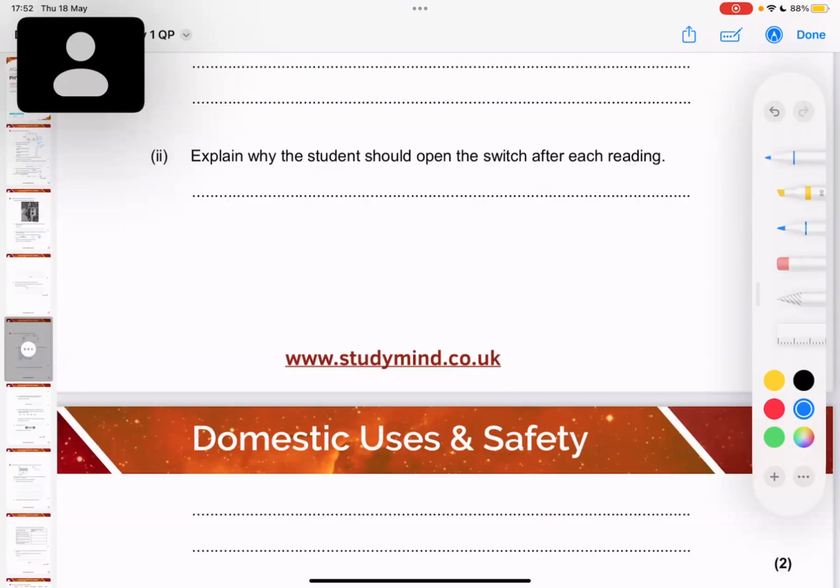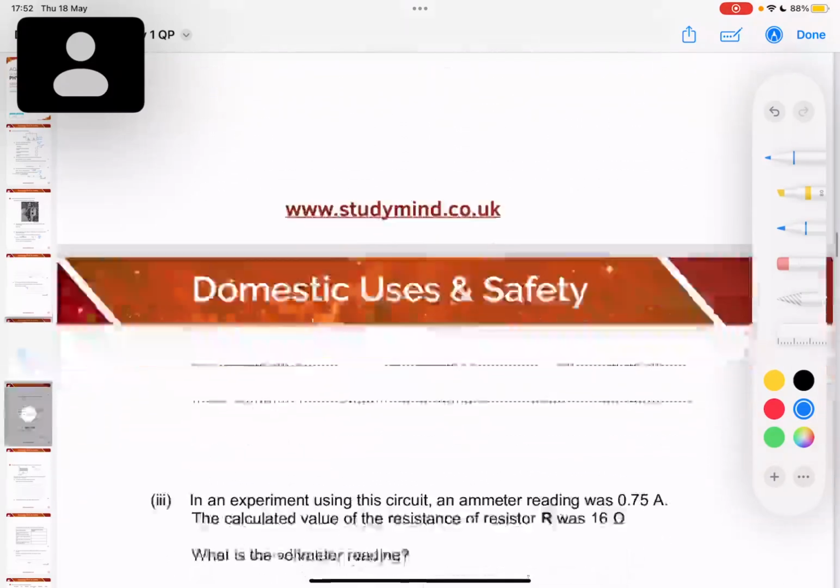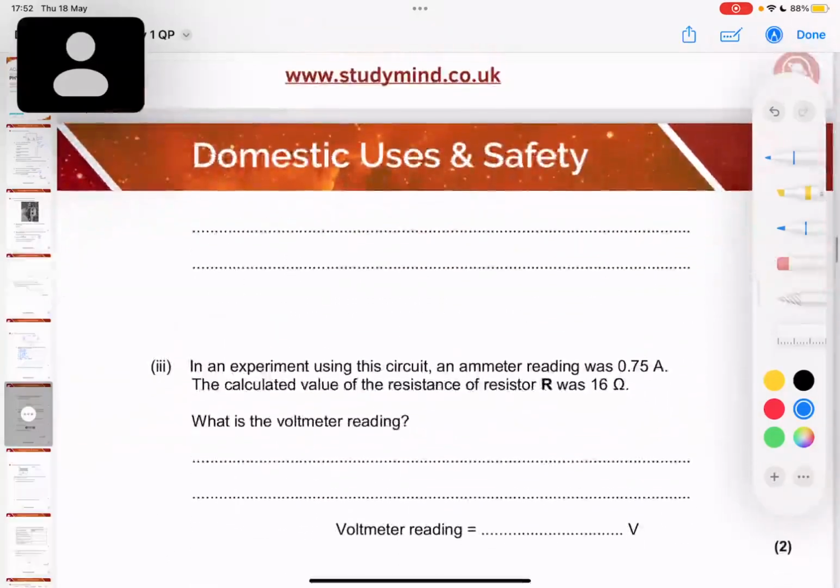So the resistance doesn't increase, because if you didn't switch it off, then the resistor would get hot, and the resistance of that resistor will increase. Okay, does that make sense a little bit? Yeah. Okay, perfect. And then we'll do this calculation as well.